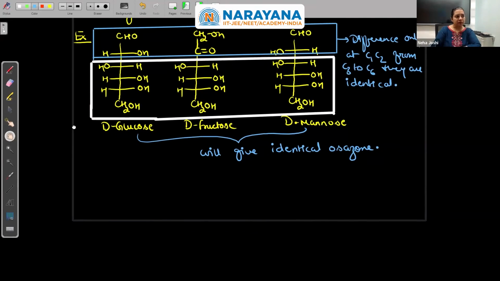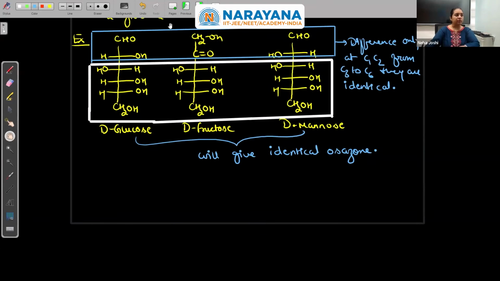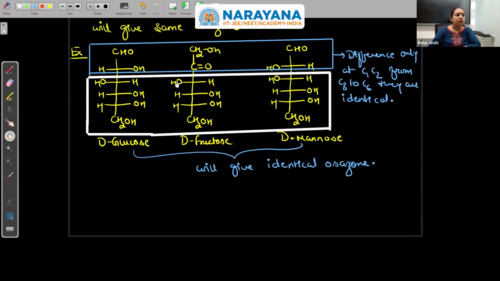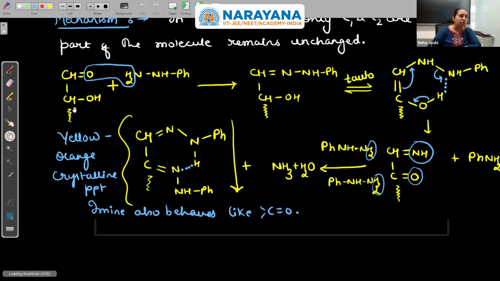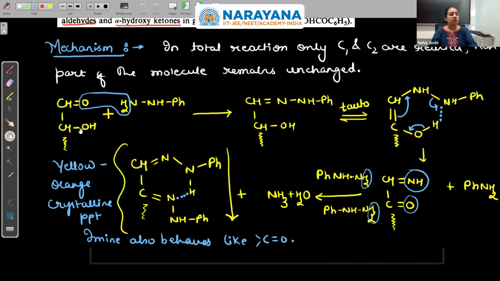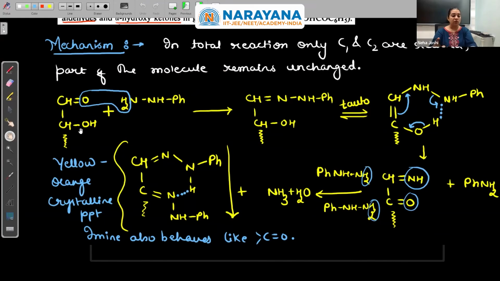Now, similarly, one more type of question can be framed by the logic. First, this is a very common question. How many of the following will give the same osazone? So you will check this. Difference should be at C1, C2. Second question is to have osazone formation from 1 mole of monosaccharide. How many phenylhydrazines are required? 3 moles of phenylhydrazine are required per mole of monosaccharide. That is also fixed. Okay, that is your type 2 question.